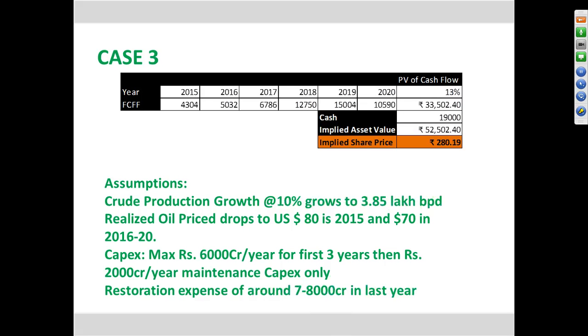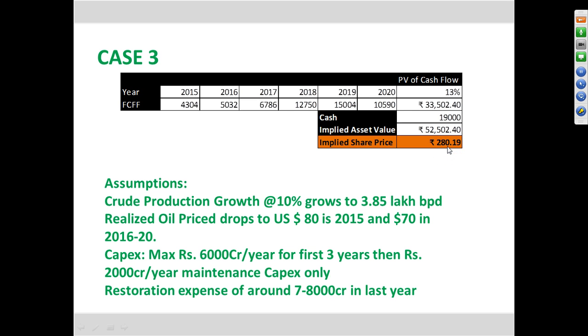Now, when I look at case 3, the 10% growth rate is the major change. Capex, because they want a much higher growth, I have given them a much higher capex. And because they are also growing their gas output at 10%, I'm also increasing their restoration expense by another 2,000 odd crores. One of the key reasons why, even though the company grows at a higher level, its implied share price is less, is because it has to do more capex, and there will be a significantly higher restoration expense in the last year, which results in a small hit compared to case 2.